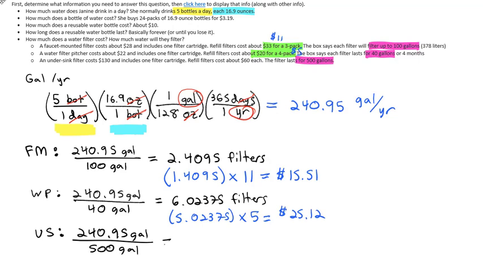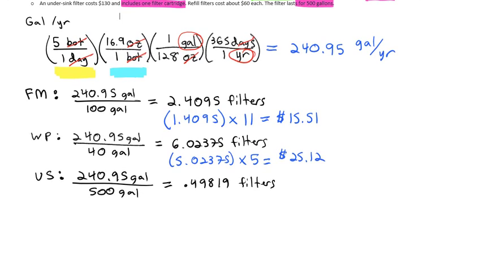So when we divide by the 500 gallons, we find out that we need 0.49819 filters. What's nice about this is it actually includes one filter cartridge. So because it includes one filter cartridge, we don't have to buy any additional filters, so there's no additional cost for this option. So now we're ready to actually calculate some prices.